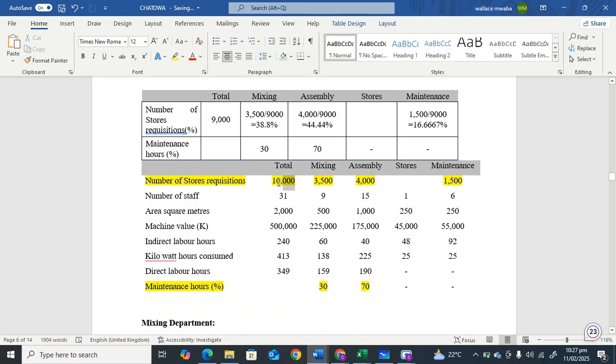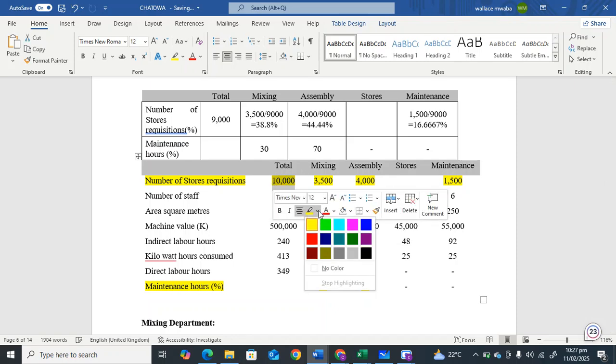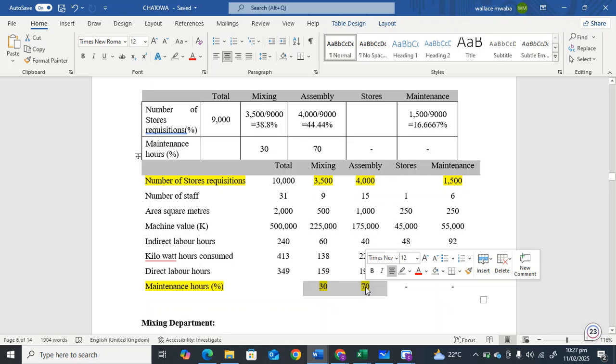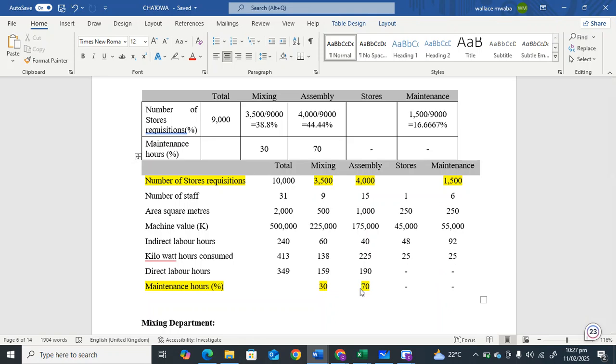But yes, when we compare between the two, between stores and maintenance, we can see that stores is the one which is providing more services to the other departments as compared to maintenance. Because maintenance hours, as you can see, 30% mixing, 70% assembly, total of 100%. So, based on this, we're going to reapportion stores first. Any questions before I continue?